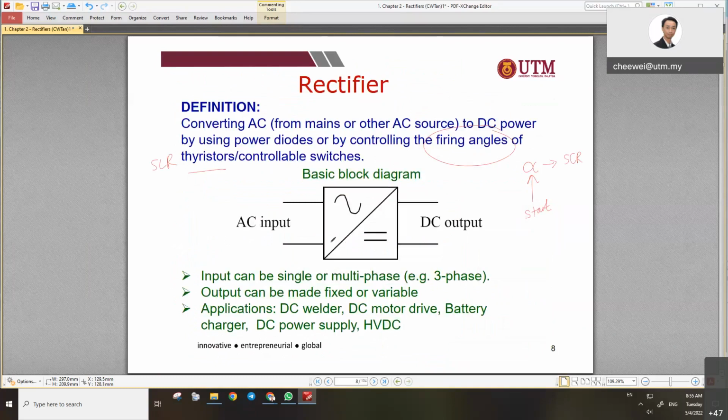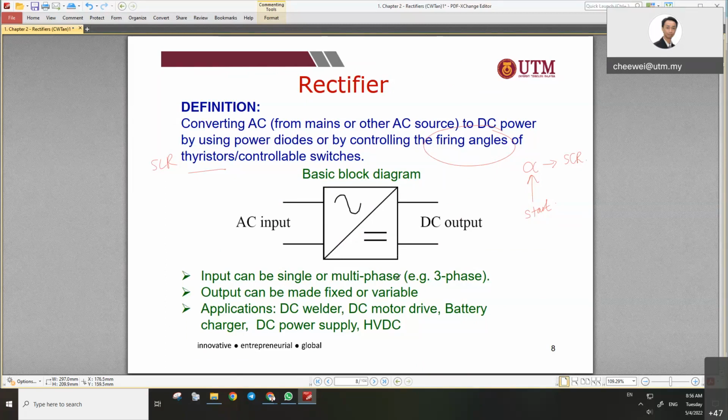So the block diagram of rectifier is very simple. Basically, for all the converters, we are using a square box divided by two triangles. And then you just put the sine wave on the input and the equivalent DC form on the output. The input is AC sine wave and the output is DC equivalent symbol. It can be single or multi-phases, 3-phase only we have. Output can be made fixed or variable. If we are using diode, then the output will be fixed because we cannot control. If we cannot control the output, it will be forever the same.